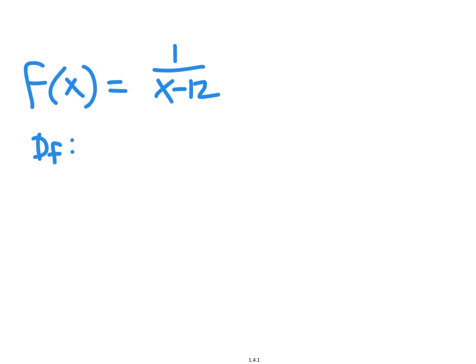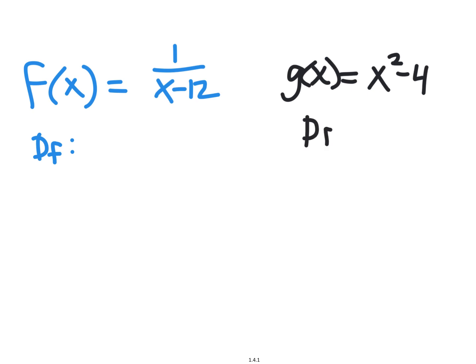Get used to that for this whole unit. Whenever you get a function, just right away, you're going to be starting to write down the domain. And sometimes the range. In this case, just the domain. G of x is x squared minus 4. It's also got a domain. Everything has a domain. Domain means what can you safely feed the function.